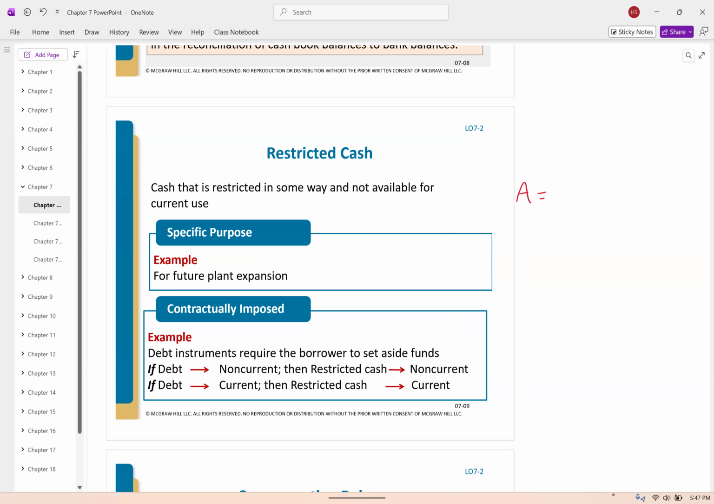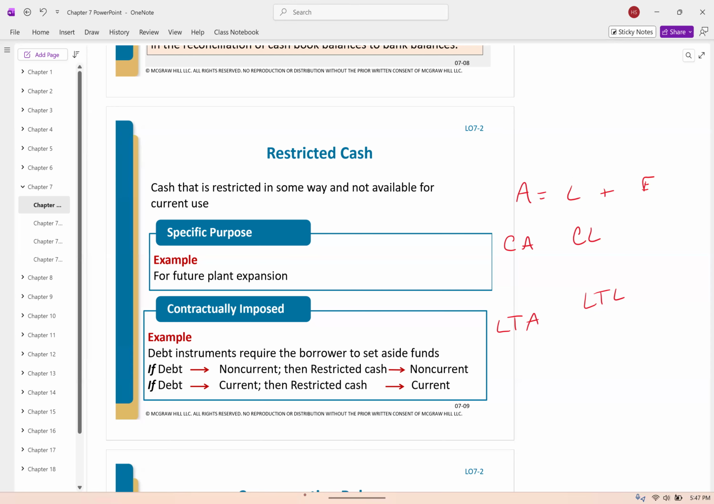So I'm going to write my accounting equation out again. Remember, we have our current assets, current liabilities, long-term assets, and long-term liabilities. Okay. So the debt instruments, if they require the borrower to set aside funds, if the debt is non-current, then the restricted cash will be non-current. So it'll be down here, more than 1 year. Okay. If it is current, then it will be up here. So that's basically what they're saying right there. So you just got to be mindful, because making sure those are categorized correctly is a huge thing.